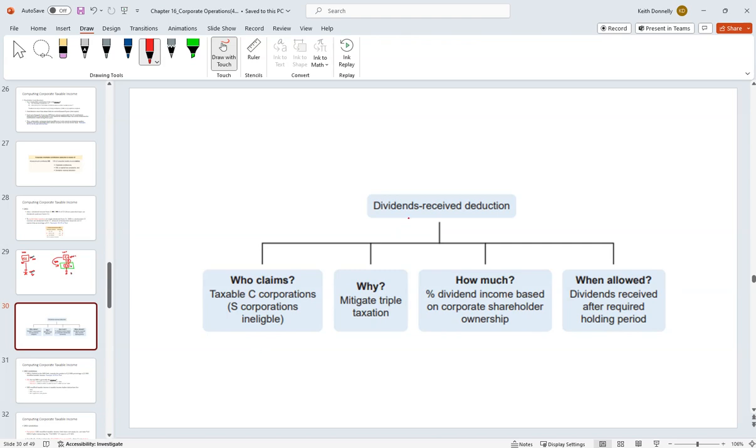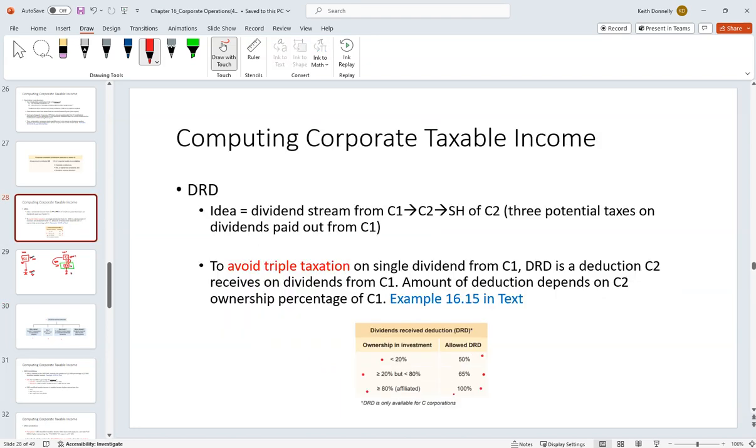So it's a deduction that you get on the tax return. You'd never get it on the book. Who gets it? That kind of sandwich C Corp. Why do they get it? To prevent triple taxation. How much is it? Well, essentially what you're going to do is take the dividend and multiply it by the percentage here. But there are some caveats to that.